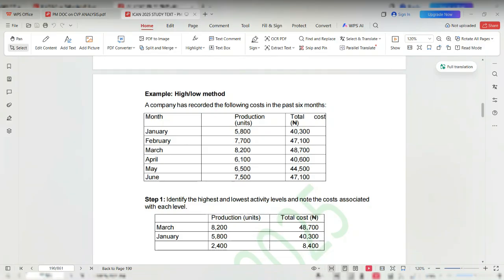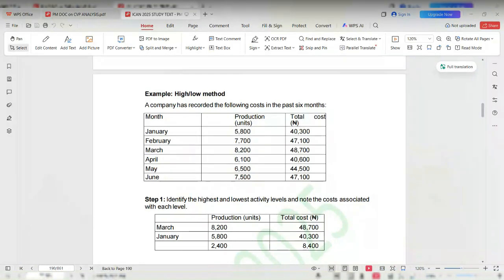48,700 equals A plus B times X. What is our A? A is the fixed cost; we don't know it. What is our B? The variable cost, that's 3 naira 50 kobo, 3.5, multiplied by X, the number of units. We are using the highest now, so what is the unit for the highest? 8,200.